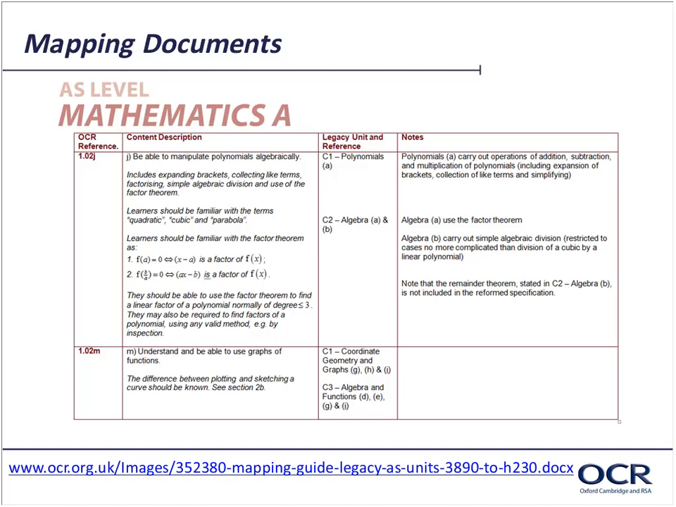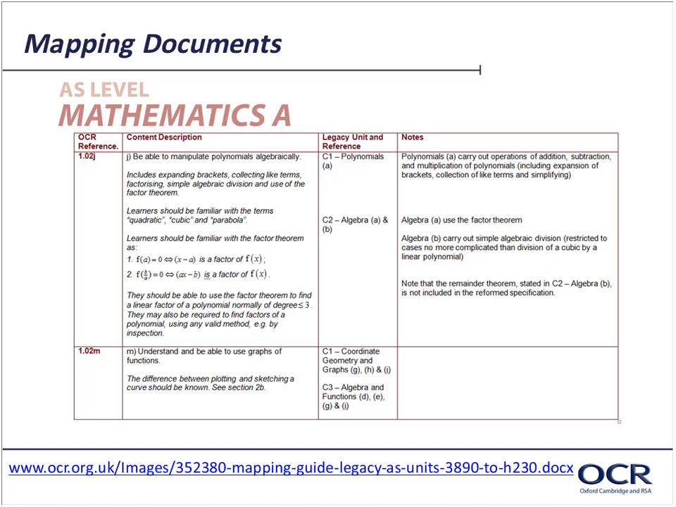In statistics, the AS statistics is very much focused on discrete data now, with stage 2 moving into continuous data. The AS mechanics is focused on motion and straight line, some 2D work, but using vectors with no depth of understanding of resolving forces needed. The stage 2 has the projectiles and resolving forces. There is also a small section on statics in the stage 2.